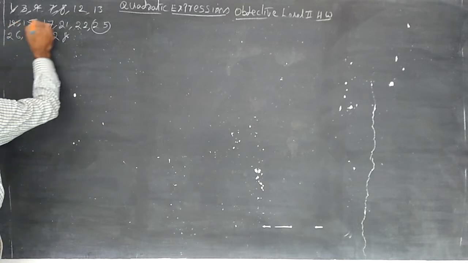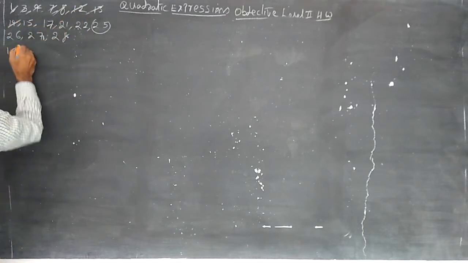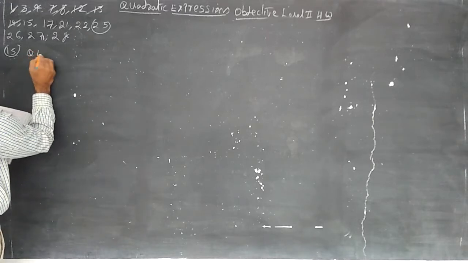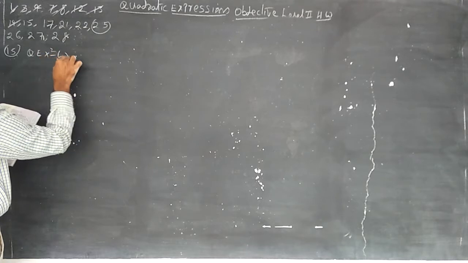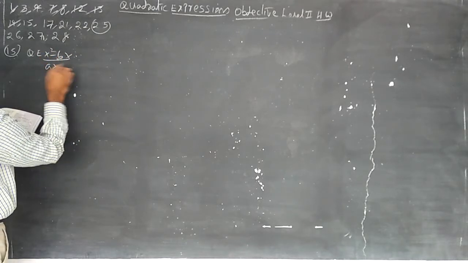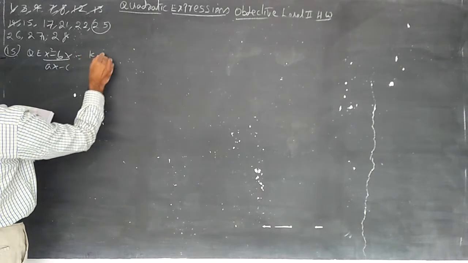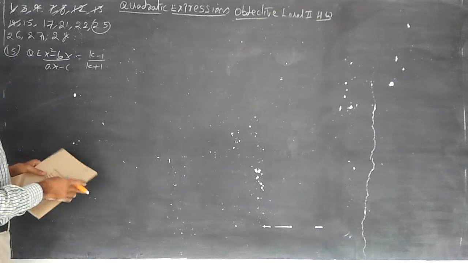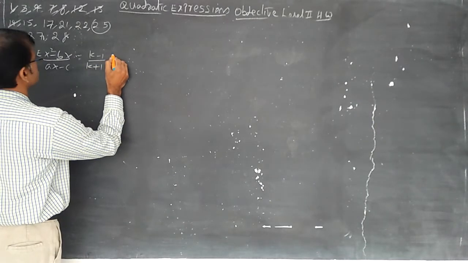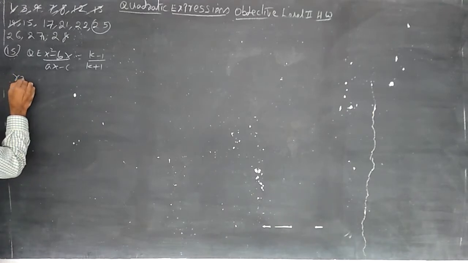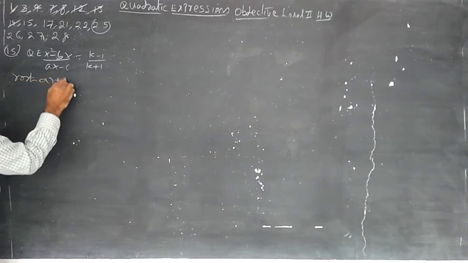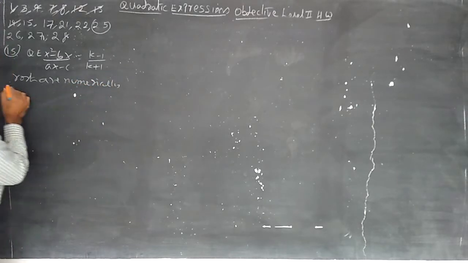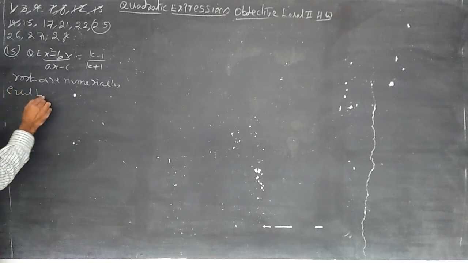15th question. If the roots of the quadratic equation (x square minus bx) by (ax minus c) is equal to (k minus 1) by (k plus 1) are numerically equal but opposite sign, the roots are numerically equal but opposite sign.